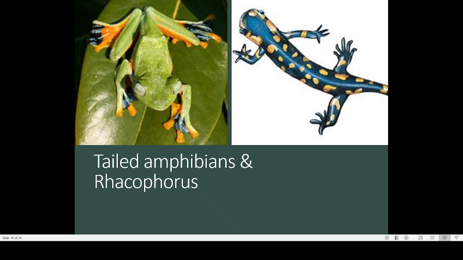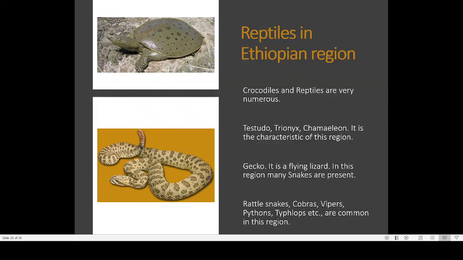But there are no proper salamanders like this in India. There is a newt in some parts of northern India, but we don't have any salamander in India. Then you can find reptiles of the Ethiopian region. Basically, these are Trionyx and Testudo, which are freshwater tortoises. These are also present, and chameleon as well. I think in the last class, I showed you the chameleon.